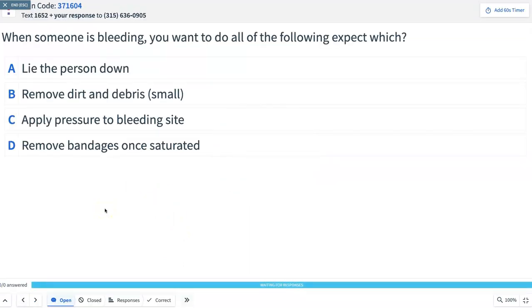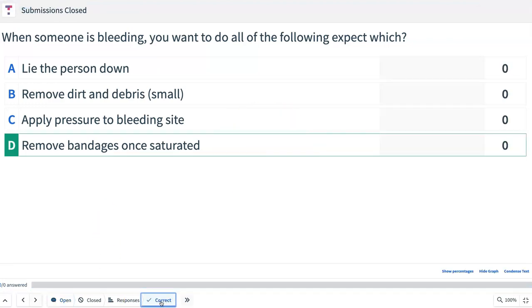When someone is bleeding, you want to do all the following except which? Lie the person down, remove dirt and debris, apply pressure to bleeding site, remove bandages once they are saturated. So like I said during the lecture, you do not want to remove bandages once they are saturated, because you could accidentally remove the clot that has already started to form. If they are becoming saturated, just add more bandages on top of it.